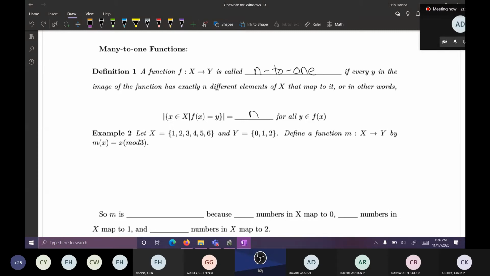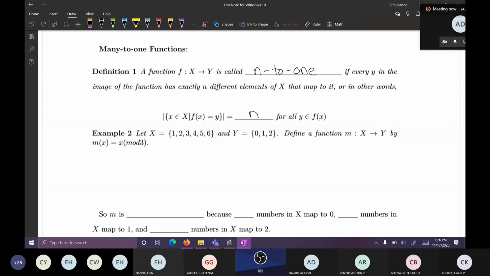So remember, we talked about one-to-one a lot. It kind of came back up in the beginning of 4.3, but we initially talked about it way back in chapter 2, and that was essentially saying that there was only one input that went to every output. Now we're saying that we can have multiple inputs going to the same output, and it has to be the case that all of the outputs have the same amount of inputs going to them.